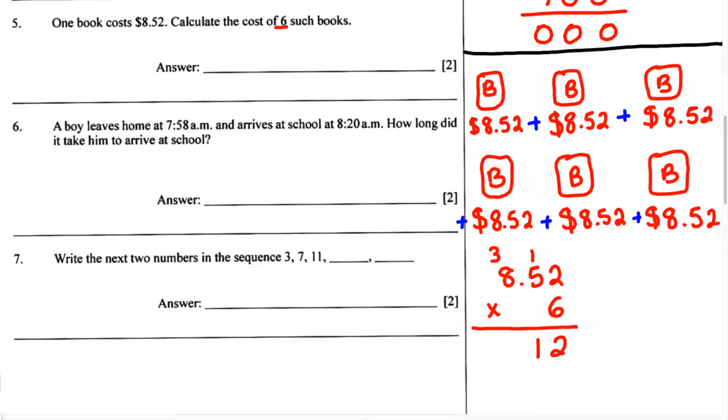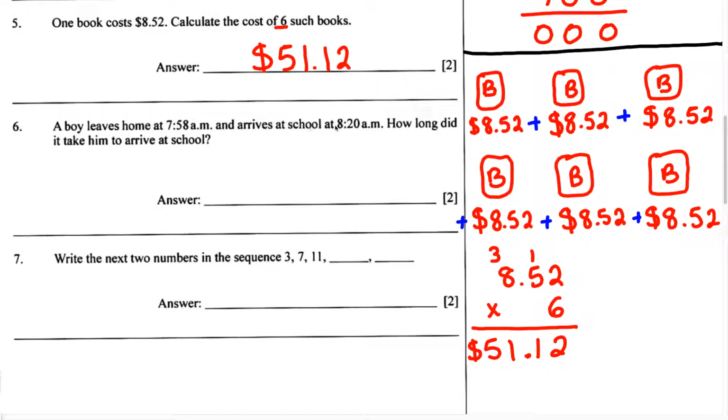Now we're just going to bring back down the decimal point. 6 times 8 is going to give us 48. 48 plus 3 is going to give us 51. Therefore, our answer for this problem should be $51.12. And if you were to do it this way, you should also get this answer as $51.12. Now, number 6 says, a boy leaves home at 7:58 a.m.